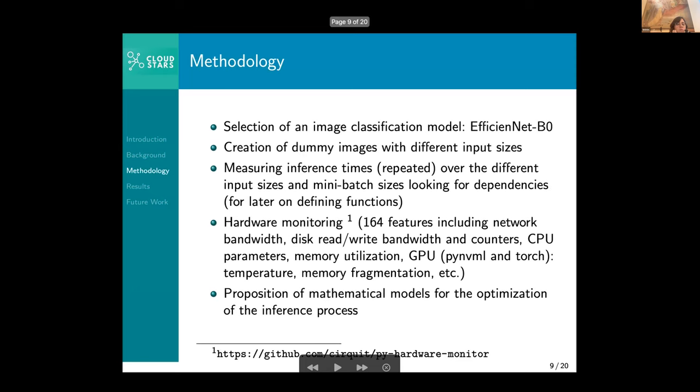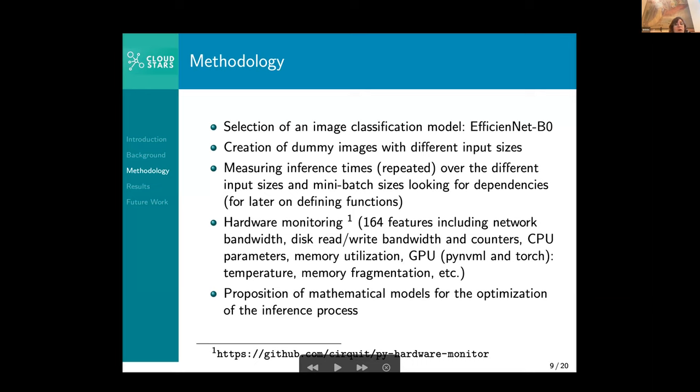Let me introduce you to the methodology. First of all, we selected one image classification model, EfficientNet V0. EfficientNets are a family of convolutional neural network architectures that work very well for computer vision. They have very good characteristics, such as the fact that they efficiently scale the network's depth with the resolution. And we chose V0 because it's relatively lightweight. It has only 5 million parameters.